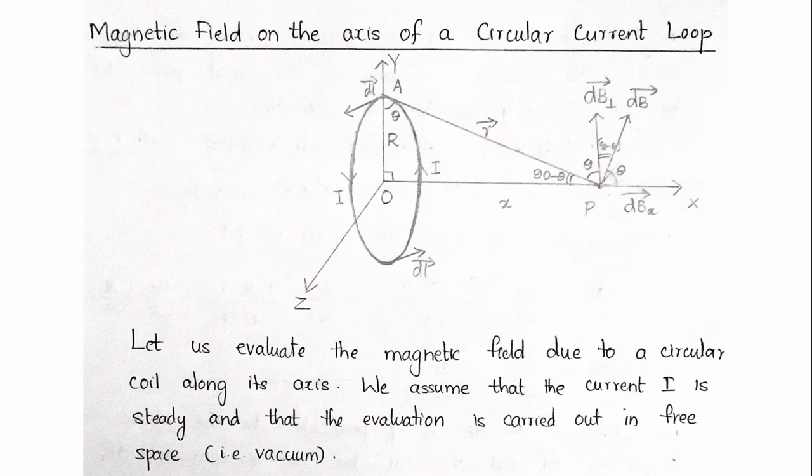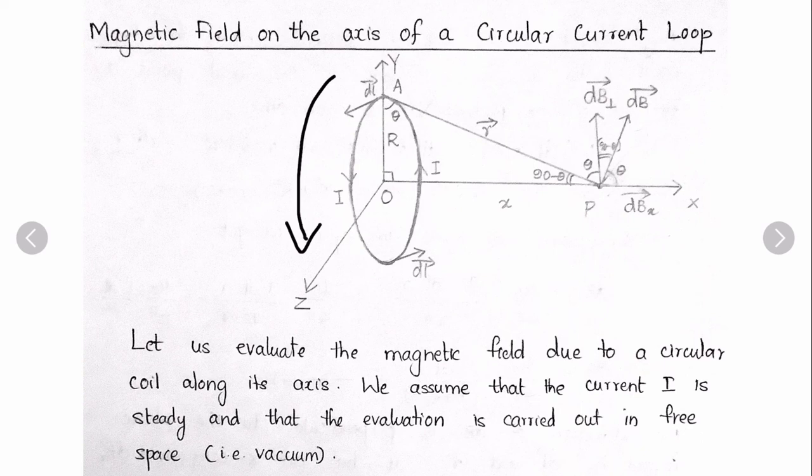Here I have shown you the picture of this circular coil which is carrying the current. The current is in this direction which is shown in this picture. This is the direction of the current I. Now let us evaluate the magnetic field due to this circular coil along its axis.